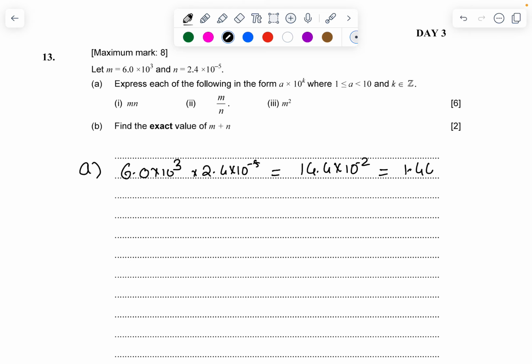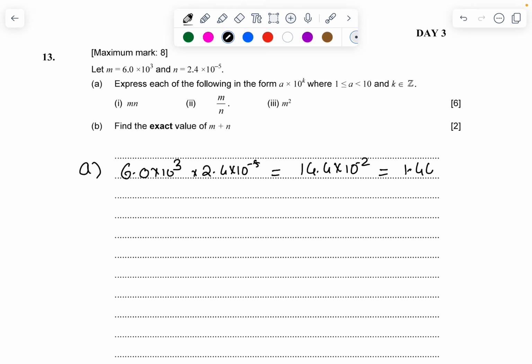Then part B, M upon N. That one was A1. Now A2, M upon N. So which is 6.0 divided by 2.4 times 10 to the power of 3 divided by 10 to the power of negative 5, which is going to be 2.5 times 10 to the power of 8.